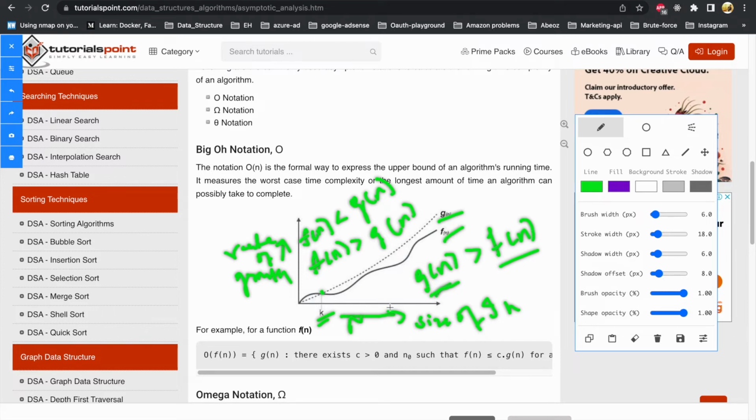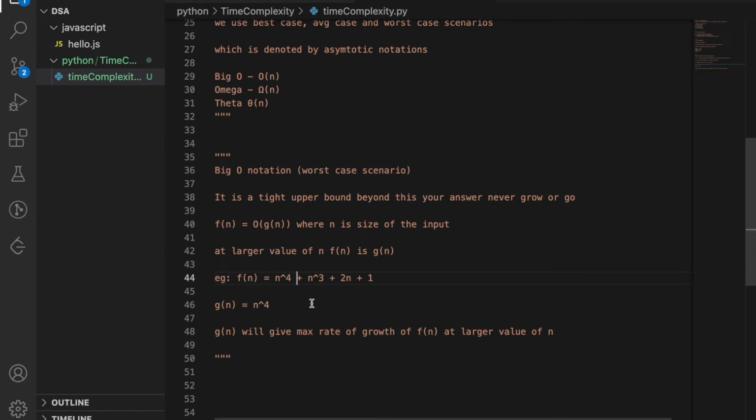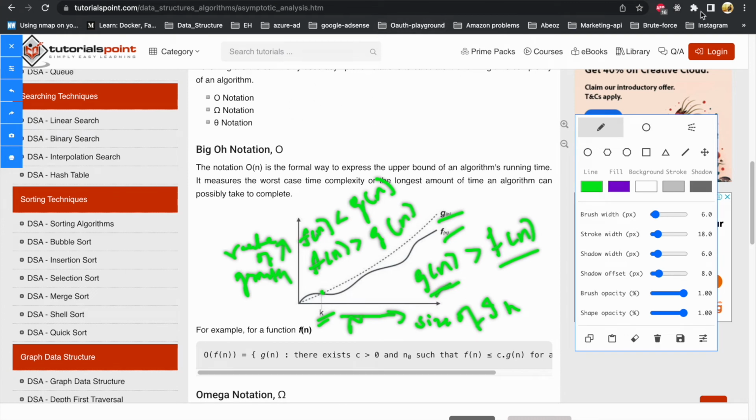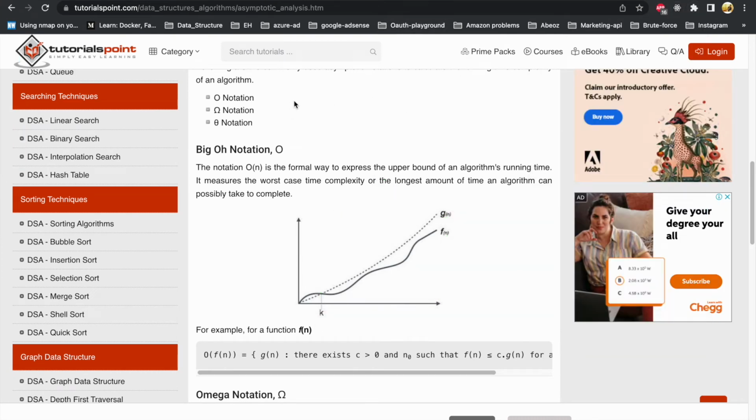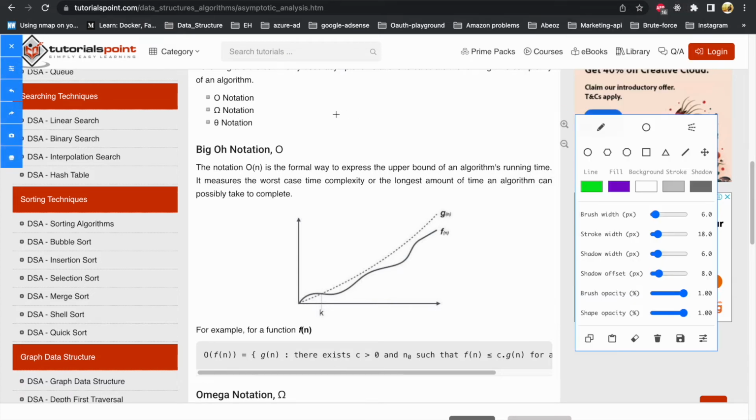So for example, to see what this k is, let's take this equation: n power 4 plus n cube plus 2n plus 1. This is f of n. So we said that the larger value of n in f of n is g of n, where g of n will be n power 4, right?